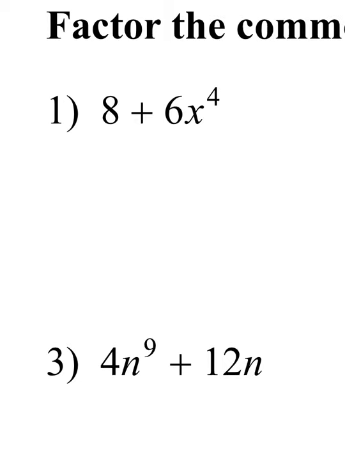So if we look at number 1, I'm looking at the factors of 8 and the factors of 6. My factors of 8 would be 1 times 8, 2 times 4. And that's it. Those are the only factors of 8 that we have. My factors of 6 would be 1 times 6 and 2 times 3. Okay, so I find that my greatest common factor is going to be the 2. It's the highest number that both have in common.